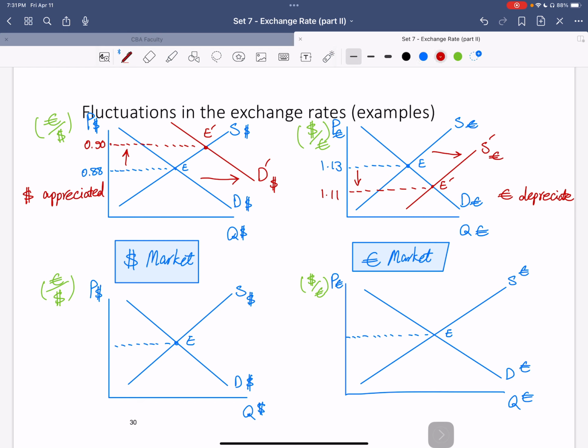This time, let's say something happens and a shift in the demand curve in the dollar market shifts the demand to the left. We're going to have this new demand curve, new equilibrium point, which says that the dollar depreciates.